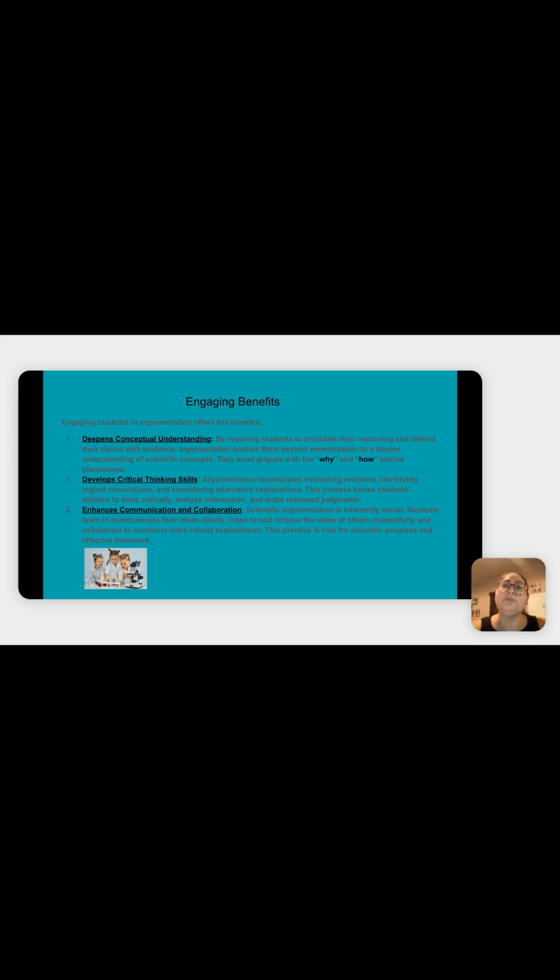When students have to explain why something happens or how it works, they can't just recall facts. They have to actively process information and connect it to evidence. This is where the real learning happens. Instead of just memorizing the definition of photosynthesis, for example, a student who argues about it might need to explain how light energy is converted into chemical energy using specific examples of plant responses.